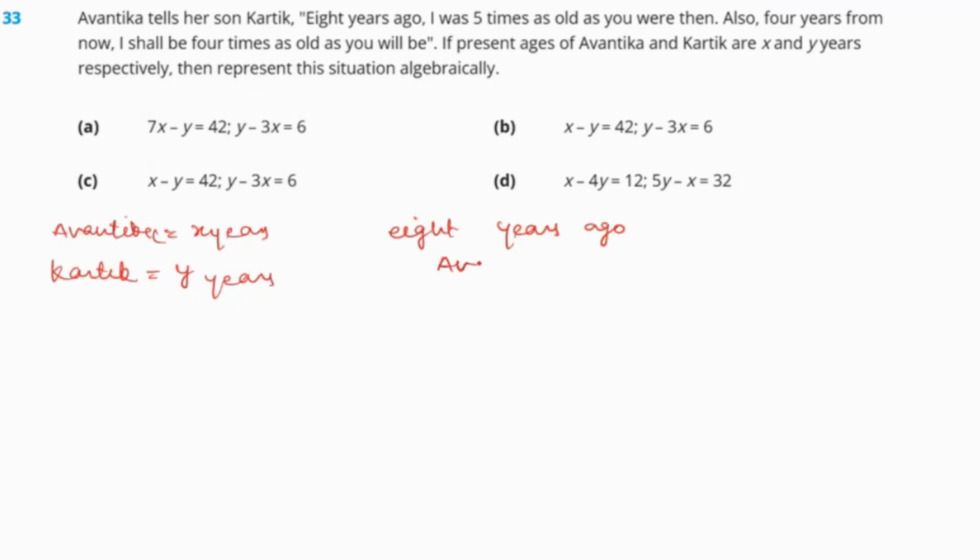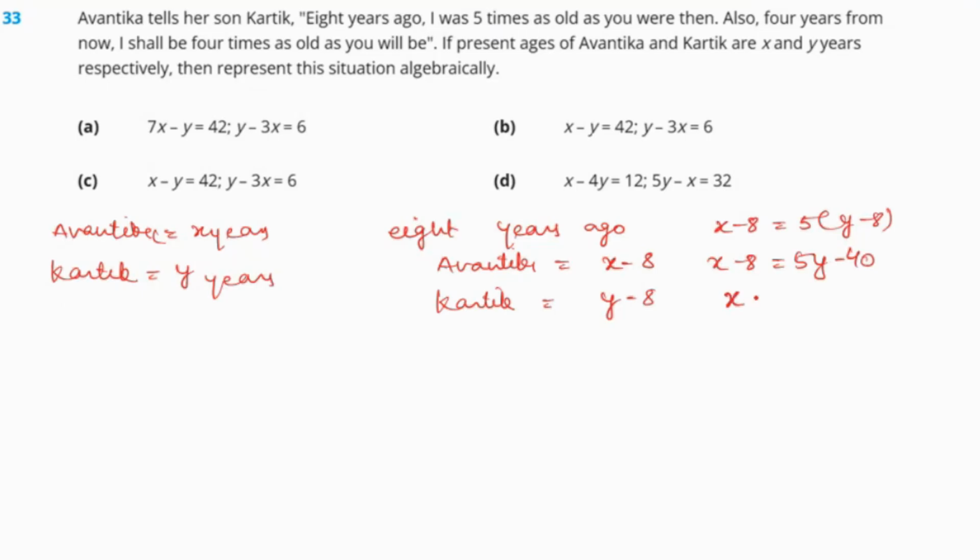So Avantika should be X minus 8, and Karthik should be Y minus 8. The problem states that Avantika was 5 times as old as Karthik. So Avantika is X minus 8, that should be 5 times Y minus 8. So X minus 8 equals 5Y minus 40. When we solve it, we get X minus 5Y equals minus 40 plus 8. That gives us minus 32. Okay, this is the first one.